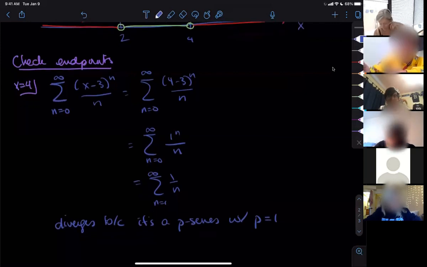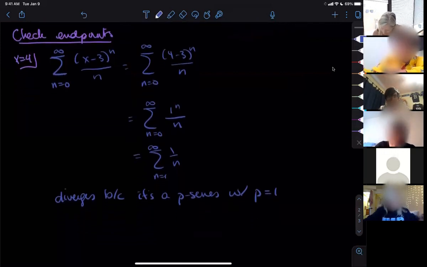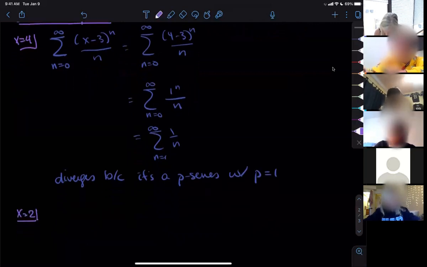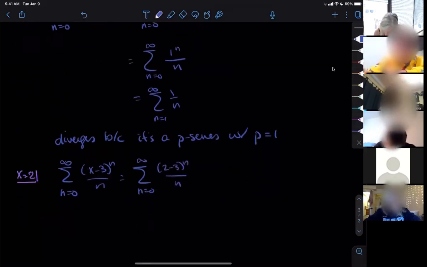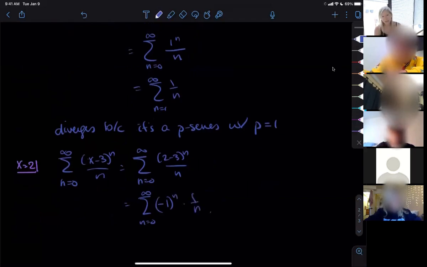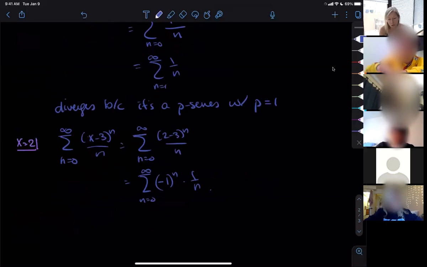Okay. All right, so we checked that endpoint. Let's check the other endpoint, x equals 2. Okay, so that's negative 1 to the n over n. In fact, it's negative 1 to the n times 1 over n. What's the name of this series? We've seen this series before. What do we call it?